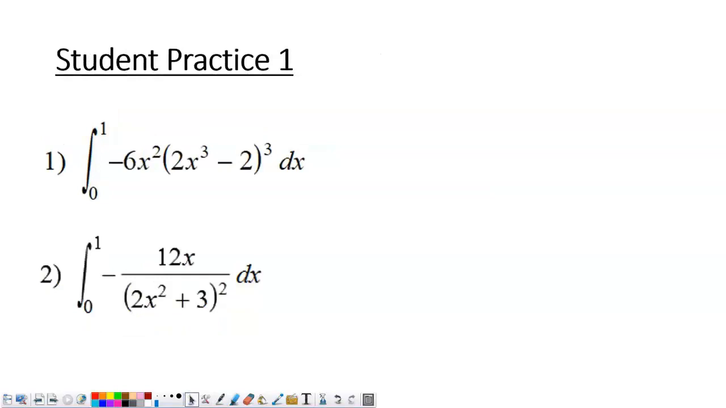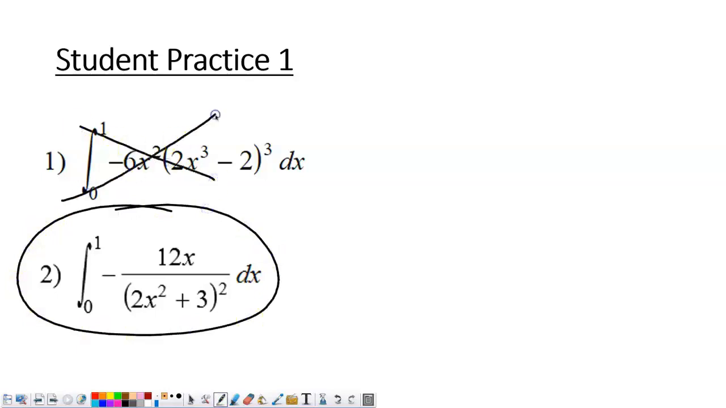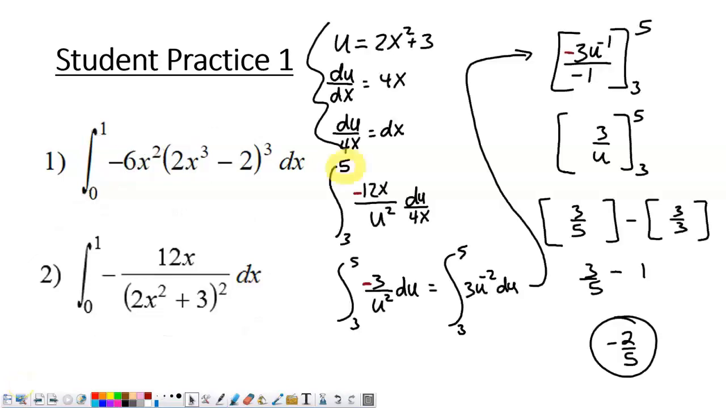Why don't you guys try one of these problems on your own from beginning to end? I don't think you need to necessarily do both of these. You could probably get away with doing just one of them. Let's go ahead and do number 2. And we'll leave it at that. So go ahead and pause the video here and do the entire problem all on your own and see what you guys get.